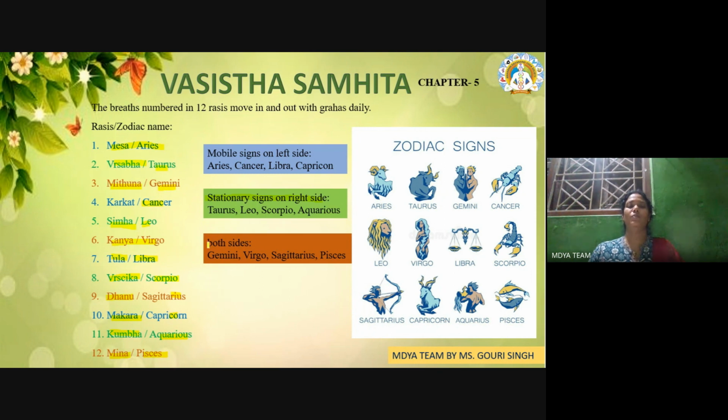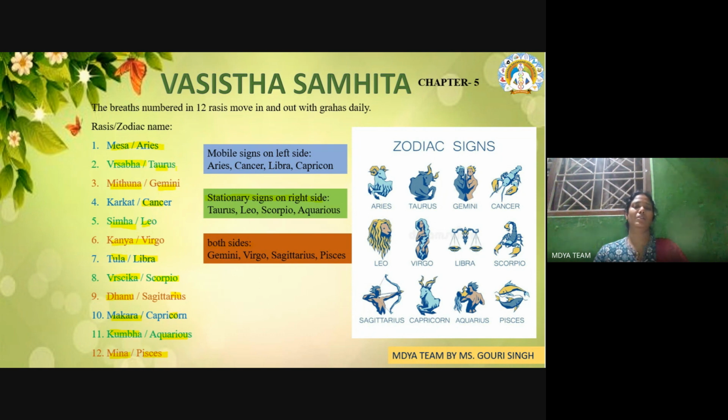And four rasis work on both sides. They will be workable on the left side as well as the right side, meaning both movable and immovable, according to Vasistha. Have you seen here? The first one is movable, then immovable, then both. 1, 2, 3. Again 4, 5, 6 also the same way: movable, immovable, and both sides. Again 7, 8, 9, and again 10, 11, and 12. In this way, it is divided.